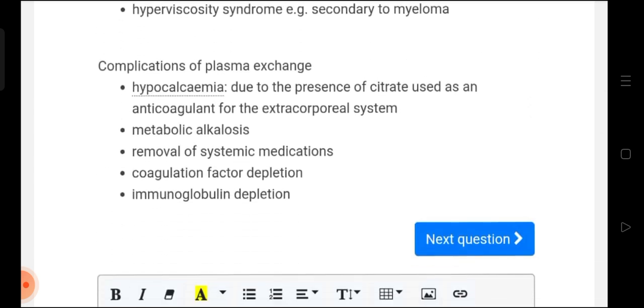Complications of plasma exchange are hypocalcemia due to presence of citrate used as an anticoagulant for the extracorporeal system, metabolic alkalosis, removal of systemic medications, coagulation factor depletion, immunoglobulin depletion.